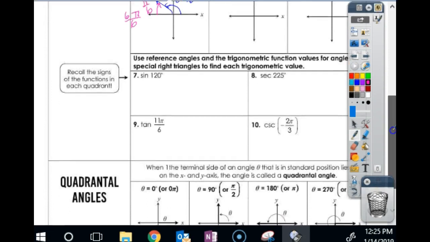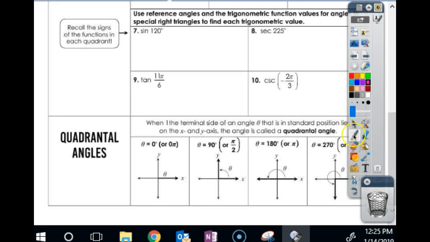I'm going to hand back your quizzes too. But a couple of you missed some, so I'm going to real quick run over the quadrantals.